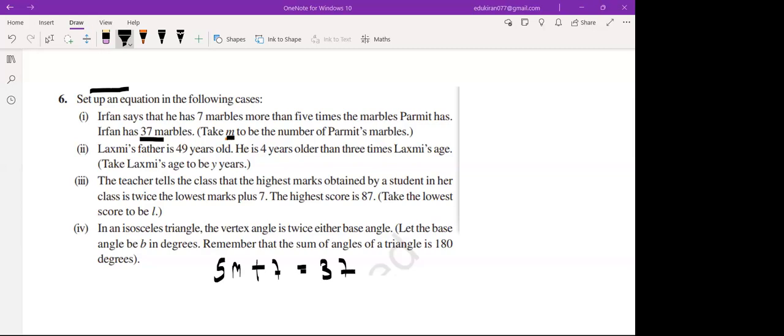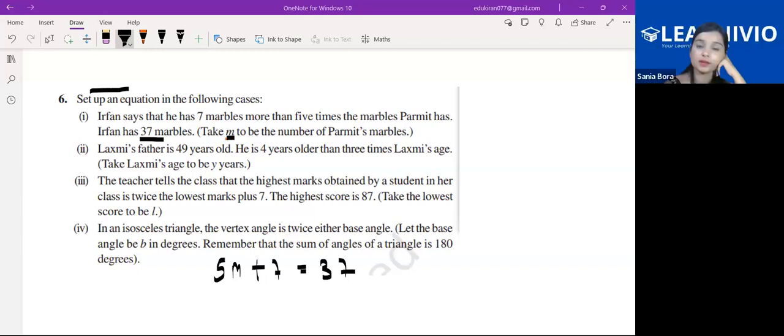Ma'am, is the second one 4y plus 3 equals 49? Sorry, can you please pardon? Which one? Second one, tell me. 4y plus 3 equals 49? It's wrong. Read it again. You are doing it wrong.